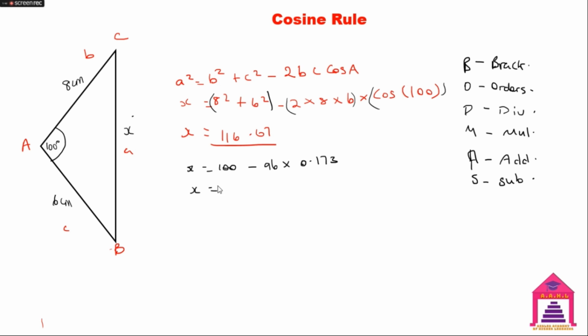So we're going to use our multiplication first. x squared is equal to 100 minus, so 96 multiplied by 0.173, which is 16.608, to get 83.392.